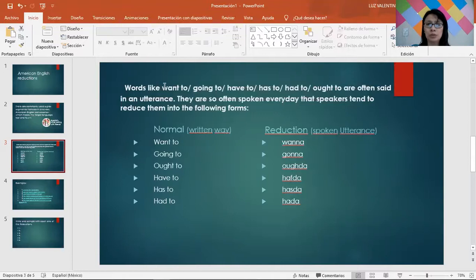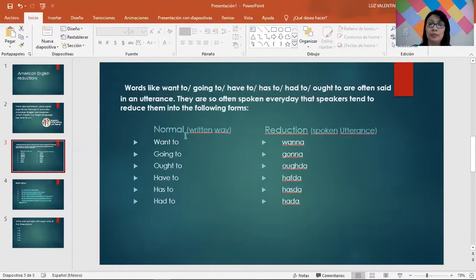For example, want to, remember that we use want to express a desire. Going to is for future. We just saw it the last class. In this part, we have have to and has to, which are used to express obligations. And ought to is very similar to should. Remember that we use should for giving recommendations or advice.